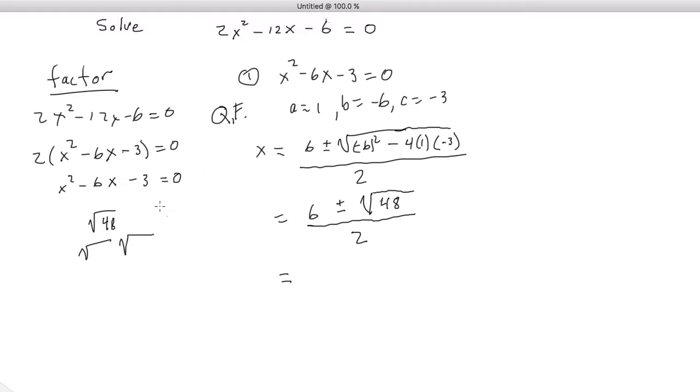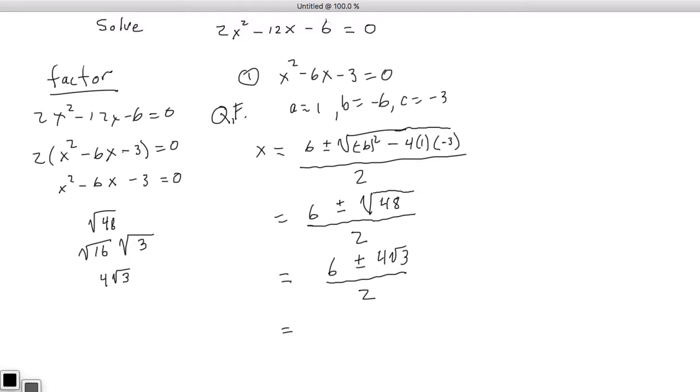Remembering the perfect squares, the largest perfect square that goes into 48 is 16. You should have those memorized. I'm not going to write them down because you should have those written down and or memorized somewhere. So 48 is divisible by 16, and 16 goes into 48 3 times. Then the square root of 16 is 4, and the square root of 3 does not simplify. So that's what's going to come back over here. And we have 6 plus or minus 4 root 3 all over 2.